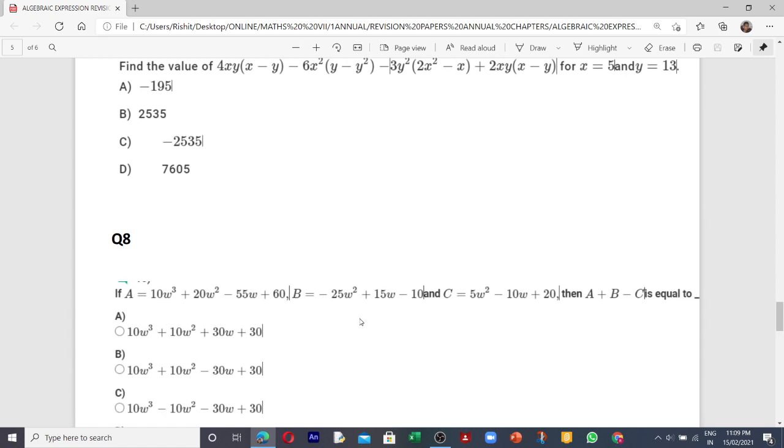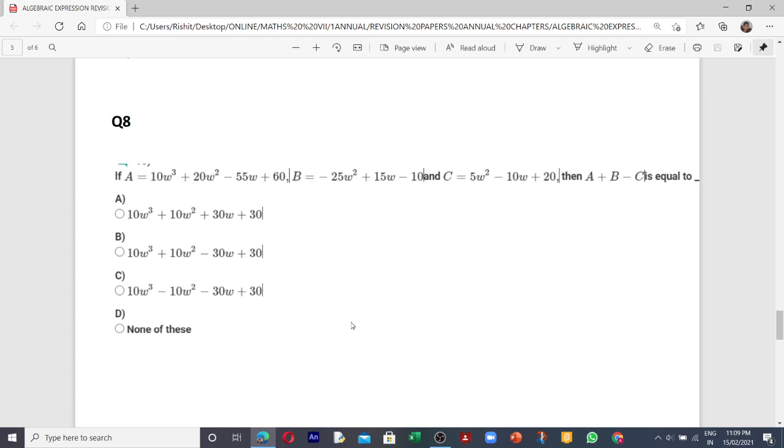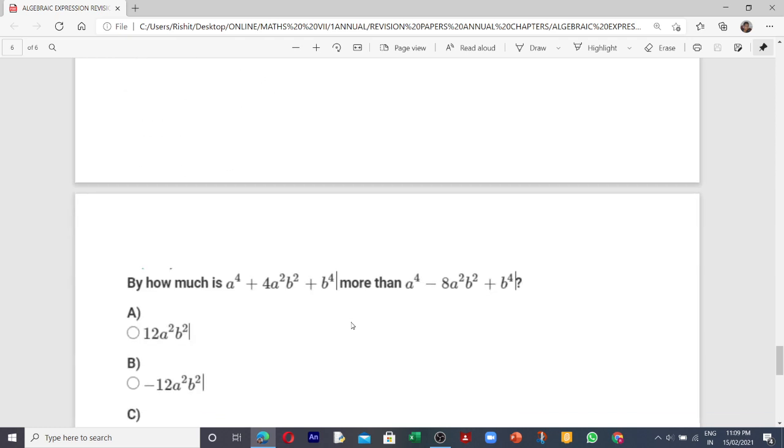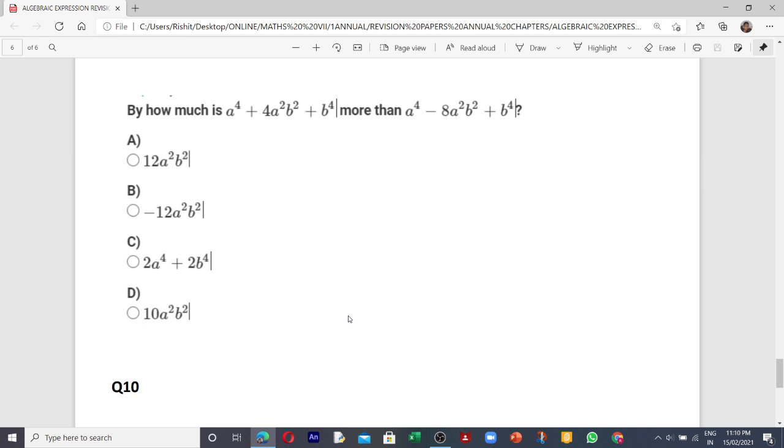Here A, B, C, some expressions were given, some expressions were assigned to them, and now you have to find out the value of a + b − c. And then the 9th question, children. How much is a⁴ + 4a²b² + b⁴ more than this expression? How much more is this?